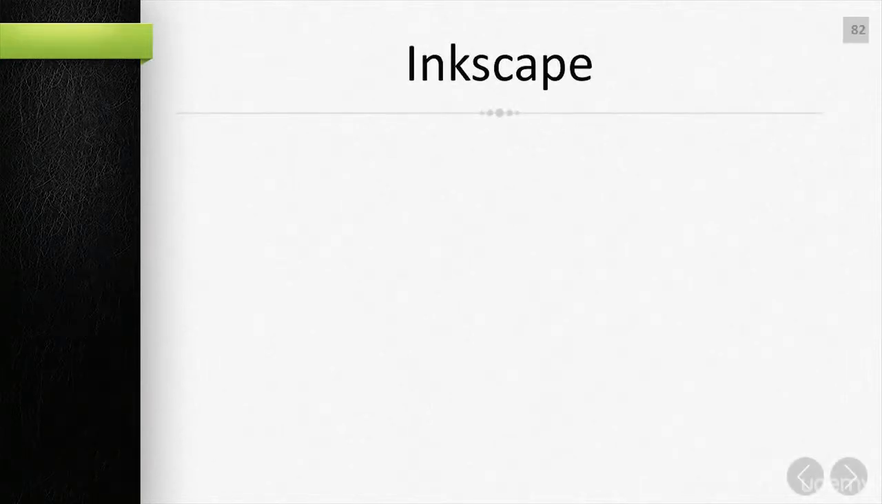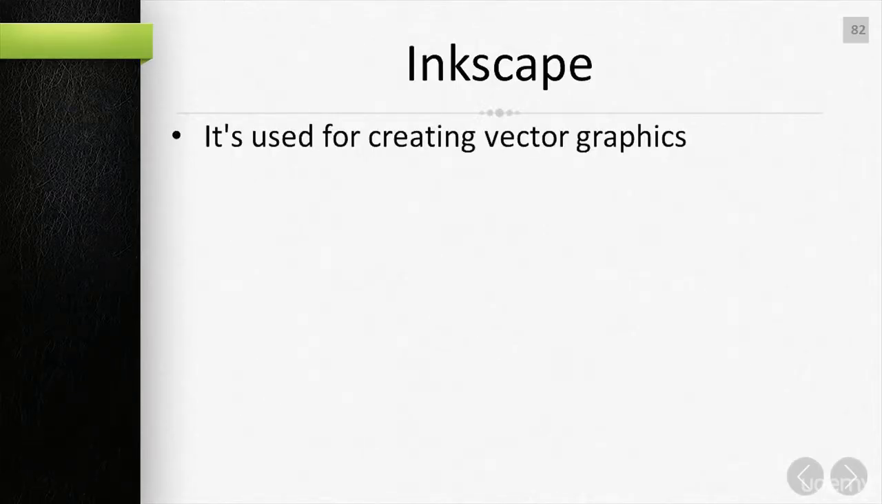The GIMP is used for editing raster graphics, that is, ordinary bitmaps. Inkscape is used for vector graphics. This is an equivalent to CorelDRAW. In the world of Windows graphics editing, there are these two big players, CorelDRAW and Photoshop. In Linux, at least a part of their functionalities are covered by Inkscape and GIMP.